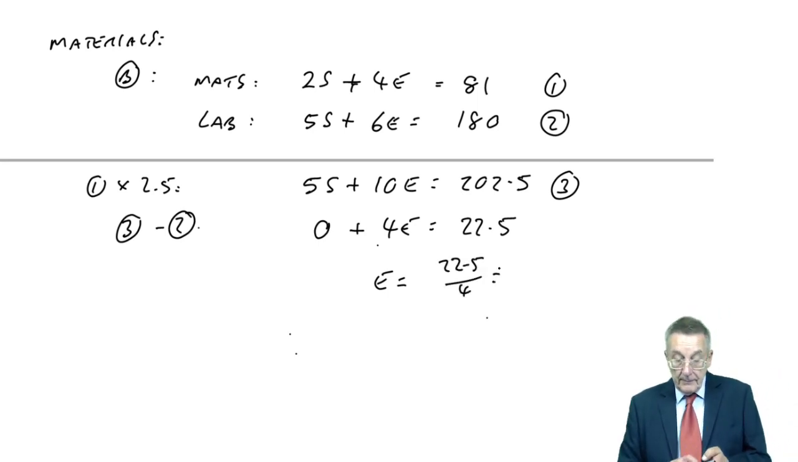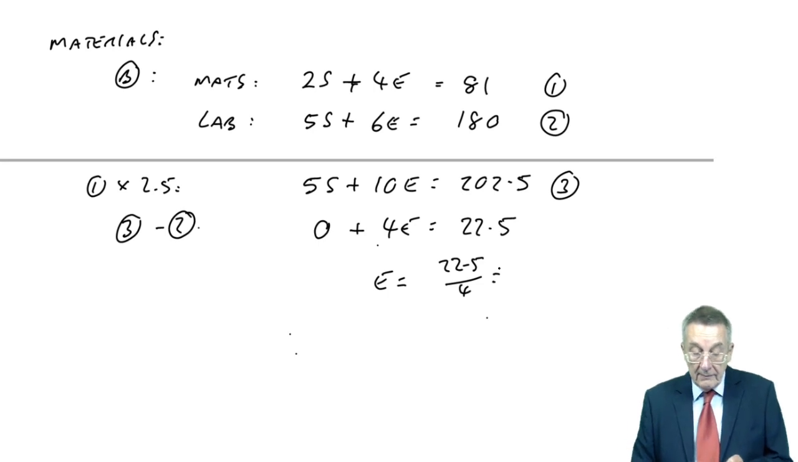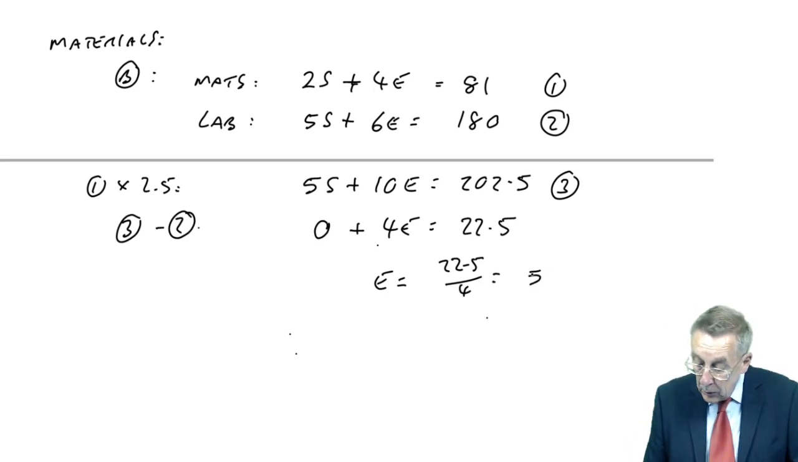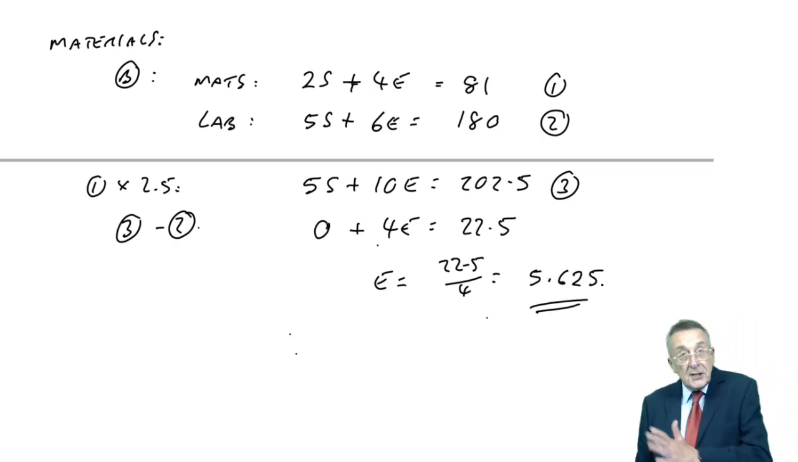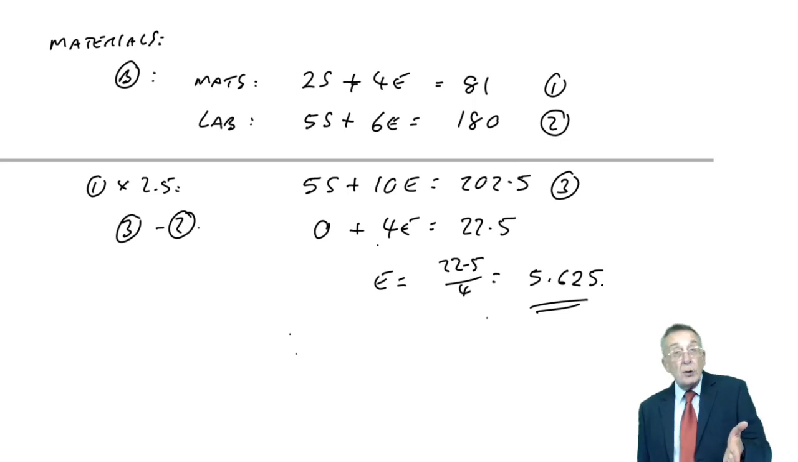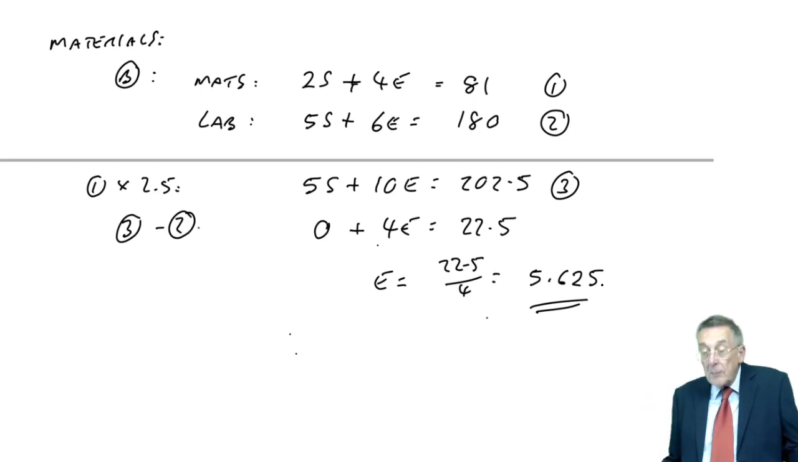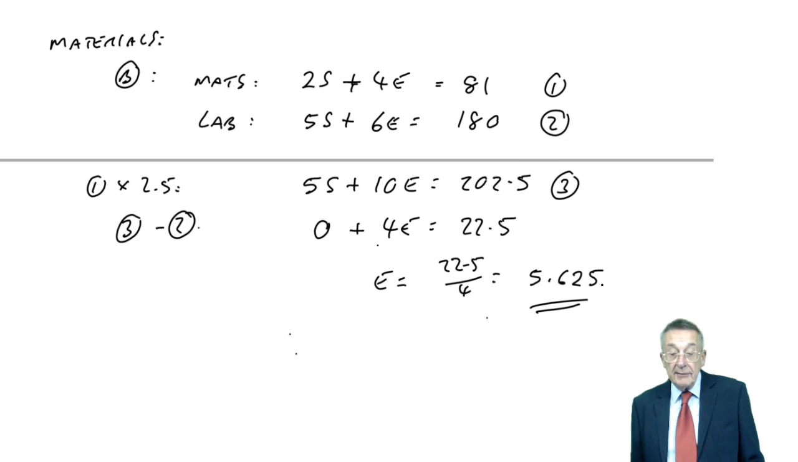E therefore comes to 5.625, which is slightly different as I expected. Before it was 5, with more materials we would make a few more, it's 5.625.